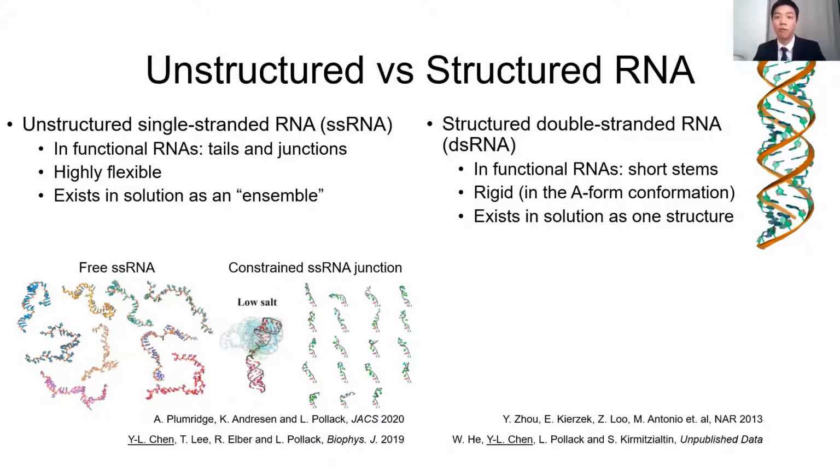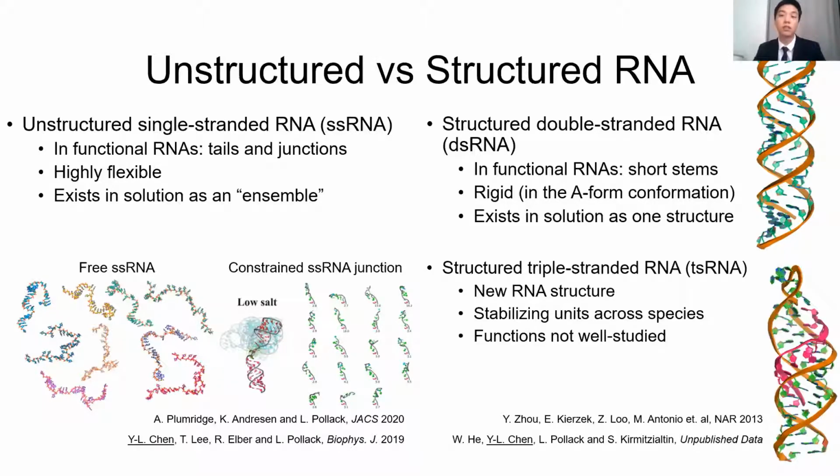And the base pairing reduces the flexibility and results in a rigid RNA duplex, which historically we call A-form. This kind of A-form RNA duplex structure was solved by X-ray crystallography, and due to its rigidity, it is a common assumption that it maintains this A-form conformation in solution. And I will later tell you if this is correct or not.